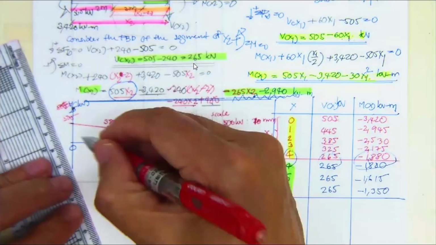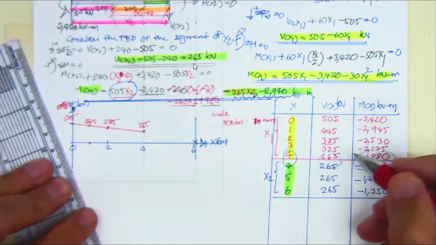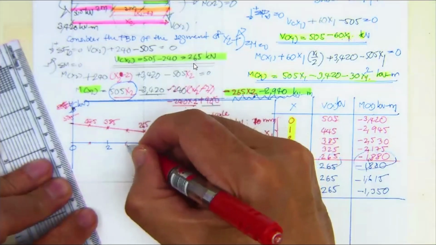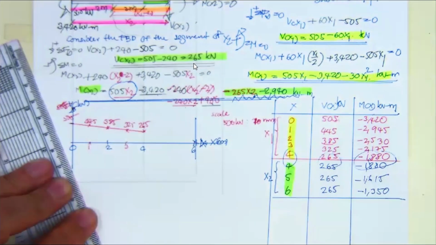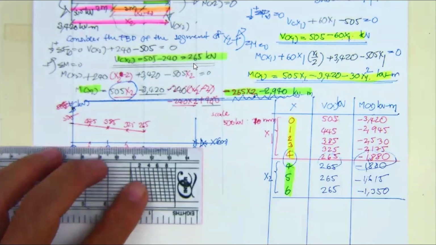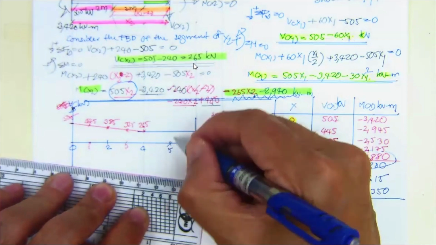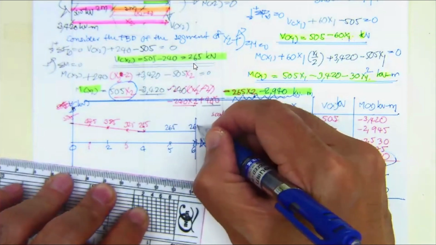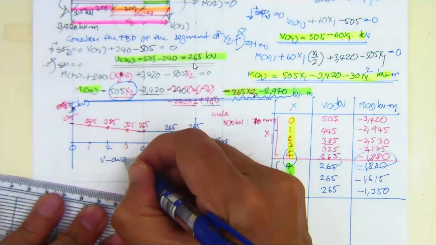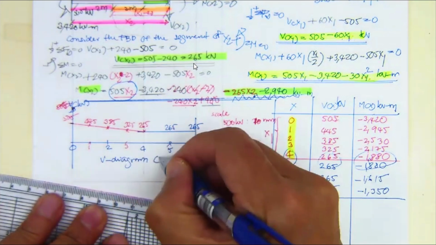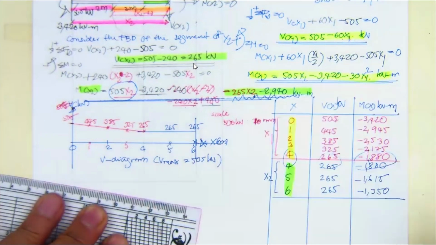385. If you prefer to put on this one, 445, and this is going to be 3 meter, 325. This is 1. Then the rest of this one, 265, just put this one. If you put 4, 5, 265, and 265, okay, this is going to be the shear diagram. And then V max equal to 505 kilonewton.